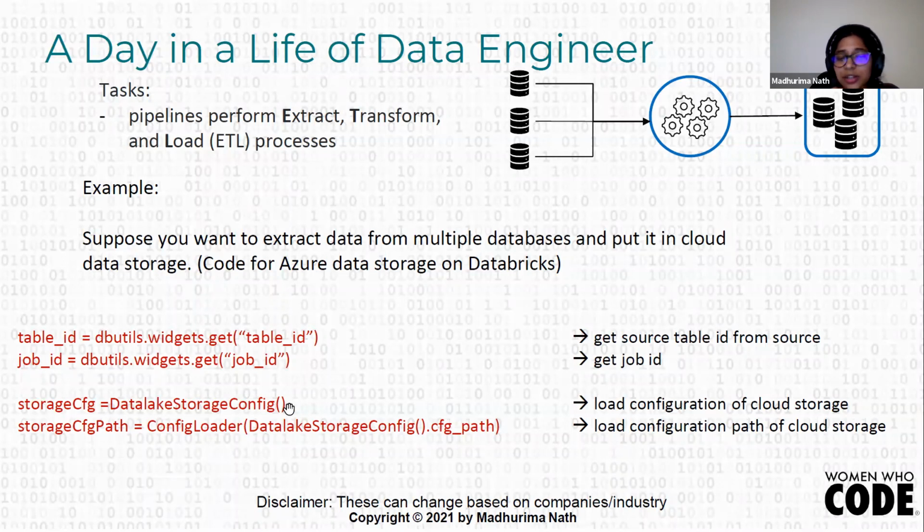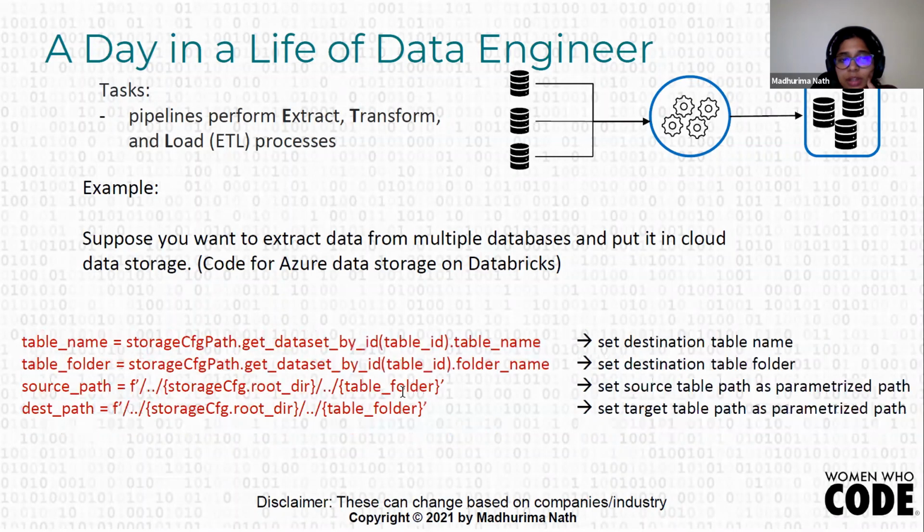This structure will change depending on where your storage is. I'm defining the path to the cloud storage. And then I just set the destination table name, the destination table folder where I want it, and set the source table path, and make it, again, as you can see, parameterized, and also the destination path also parameterized.